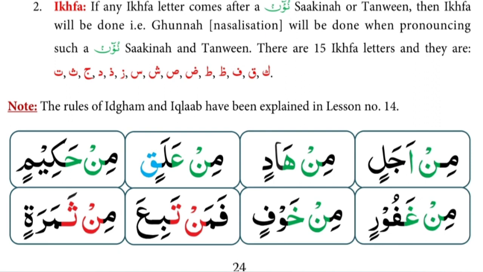You can see in all of these boxes after noon sakin halkiya letters are coming. So in all of these boxes the rule is izhar will be done, gunna will not be done. Now in the next boxes you can see ikhfa letters are coming after noon sakin. So ikhfa will be done, gunna will be done.